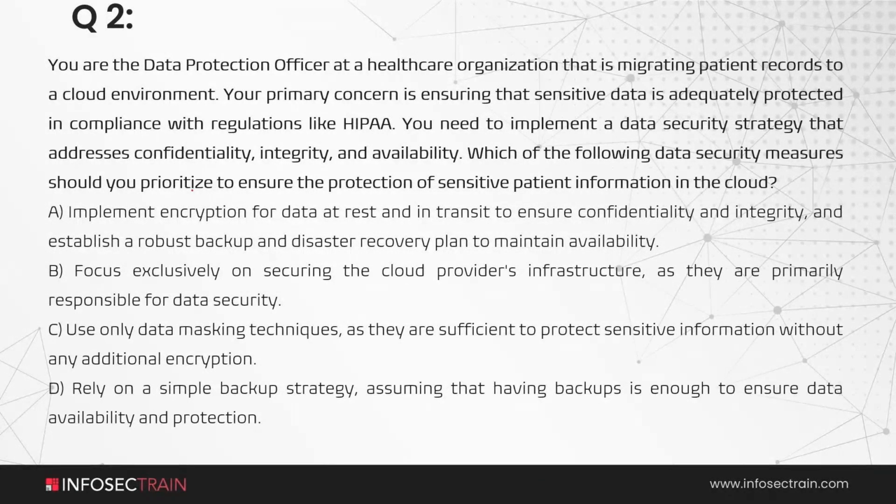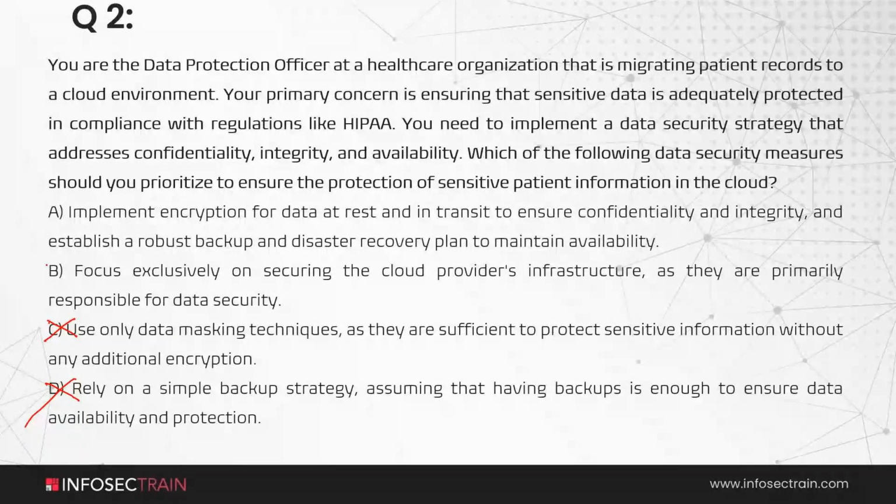So you want to protect the CIA of the PHI, the personal health information of the people. Now, if I go through the choices from bottom to top: rely on a simple backup strategy, assuming that having backups is enough to ensure data availability and protection. Never. Backup is a way of redundancy, which can help with availability sometimes, but it's not a complete solution, so it's out. Then use only data masking techniques. Masking always has limitations, and it doesn't address confidentiality, integrity, or availability properly. So those two are out.